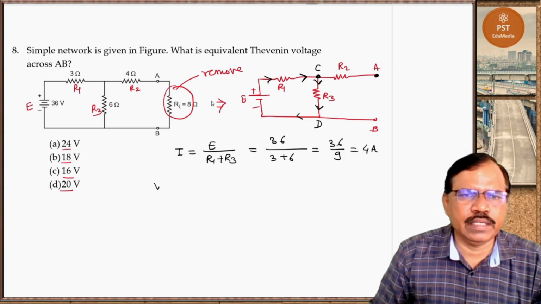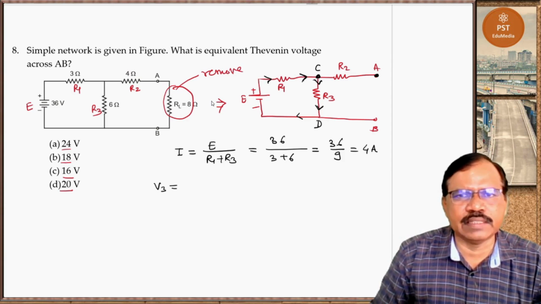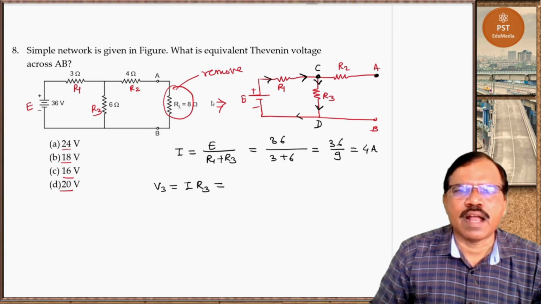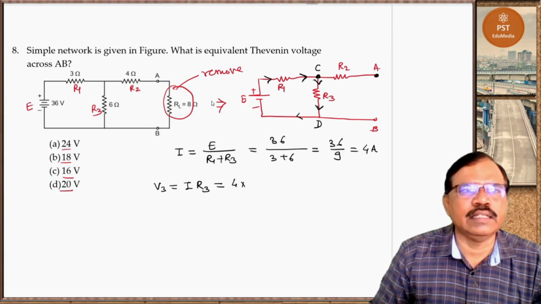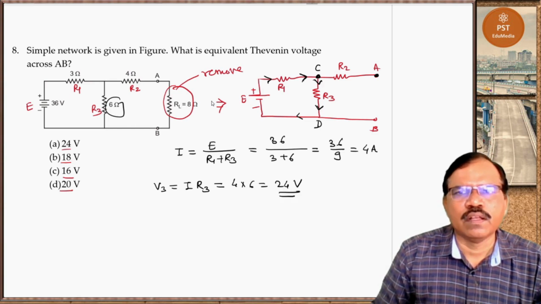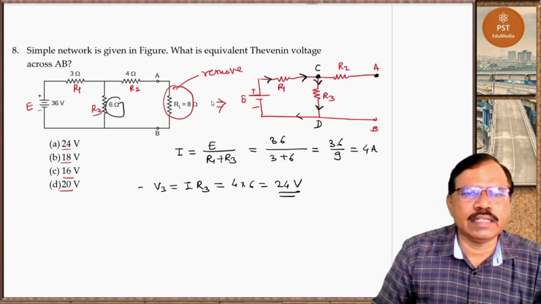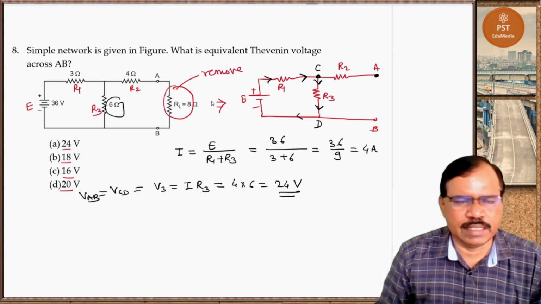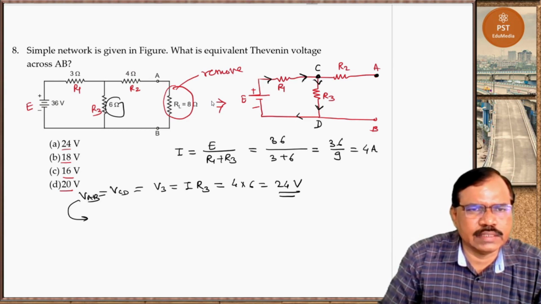So what is V3, the potential difference across R3? That is I into R3. I is 4, R3 is 6 ohm, that is 24 volt. Now this 24 volt is across CD, and also across terminals AB, and this voltage is called VTH. So VTH is equal to 24 volt.